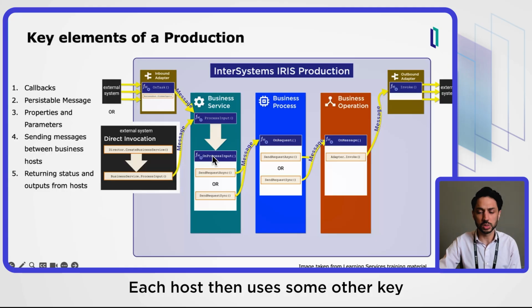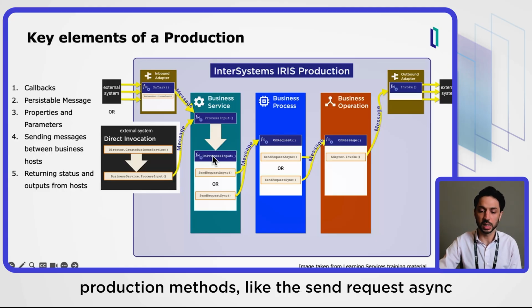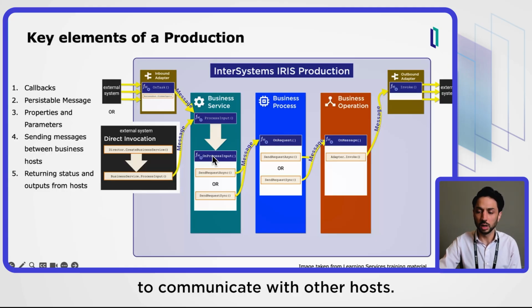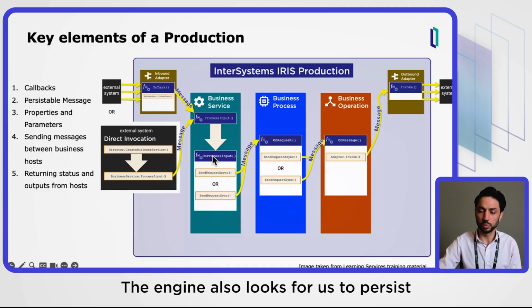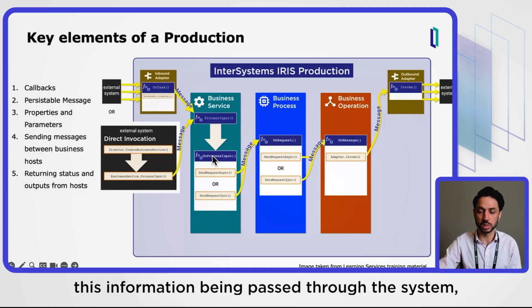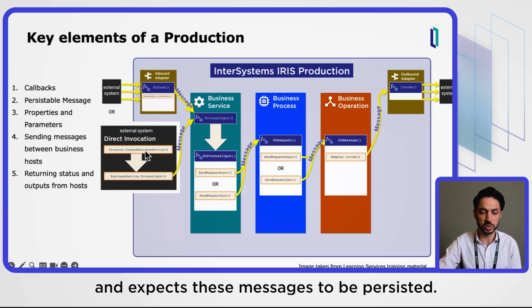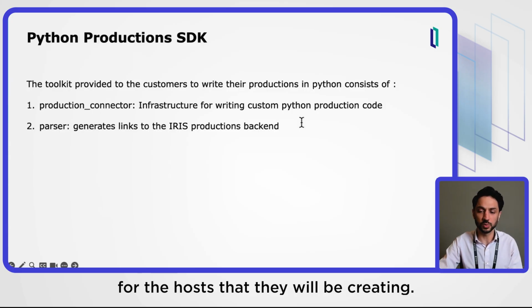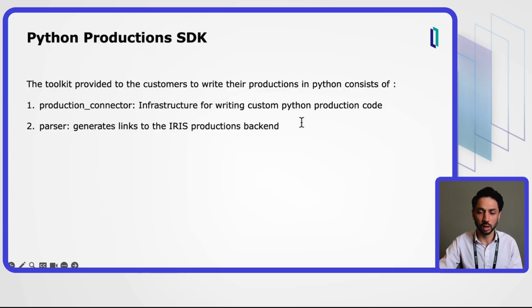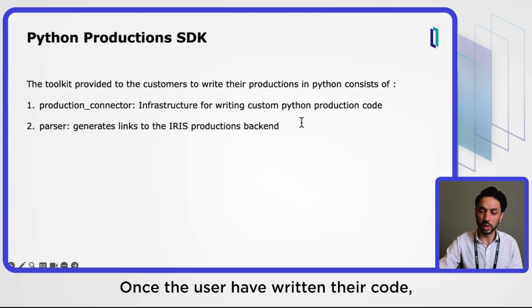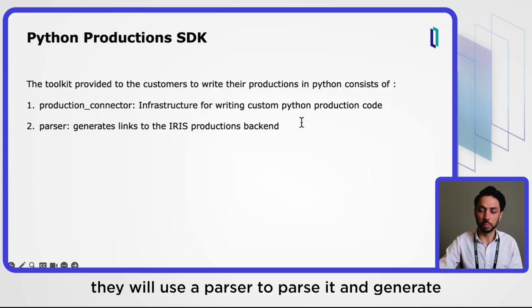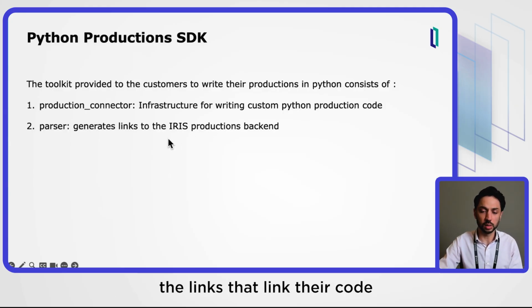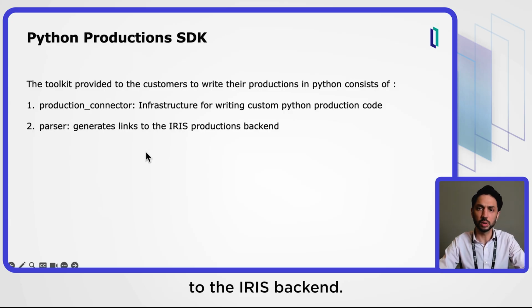Each host then uses some other key production methods like the send request async or the send request sync to communicate with other hosts. The engine also looks for us to persist this information being passed through the system and expects these messages to be persistable. The users would import the supporting code from the production connector and use it to create subclasses for the hosts that they will be creating. Once the user has written their code, they will use a parser to parse it and generate the links that link their code to the IRIS backend.